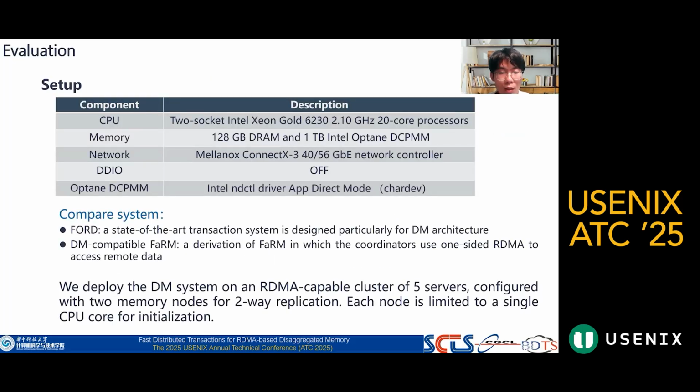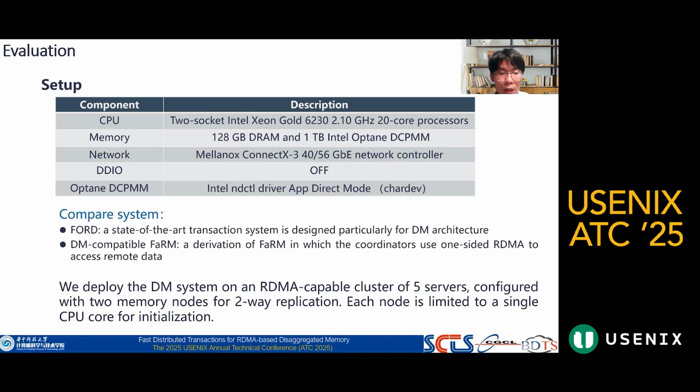Here is the experimental setting. We conduct our experiments in an RDMA-capable cluster with 5 servers. To set up the disaggregated memory system, we use 2 servers as memory nodes for two-way replication, and each node is restricted to use only one CPU core for cluster initialization. We disable the DDIO technology and configure the persistent memory in application direct mode on all memory nodes, allowing coordinators to perform remote durable write via RDMA read after write operation for durability.